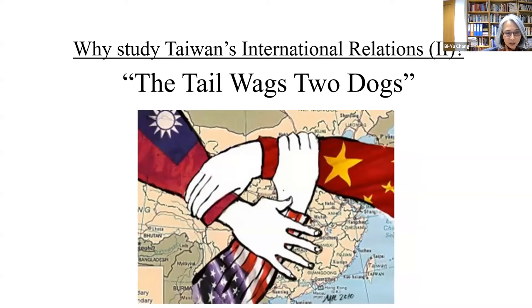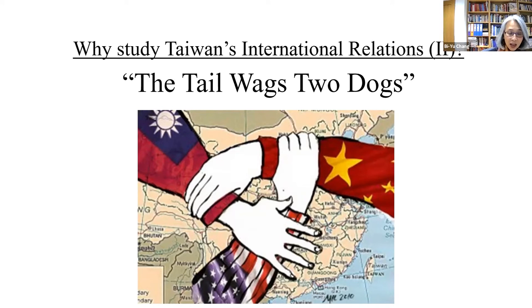place in world politics. Because of its historical relations with the US, Taiwan is said to hold a salient position in the US, China, and Taiwan triangle. Whatever Taiwan does, it has the potential of triggering military conflicts in the Taiwan Strait and impacting regional security, risking dragging the US and Japan into a war they don't want to fight. Therefore, Taiwan's international position has been described, as you can see here, as the tail wags two dogs.